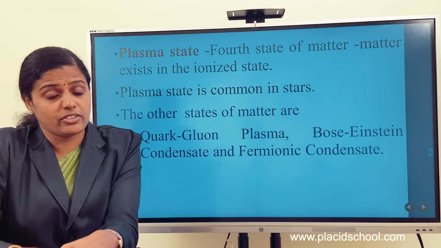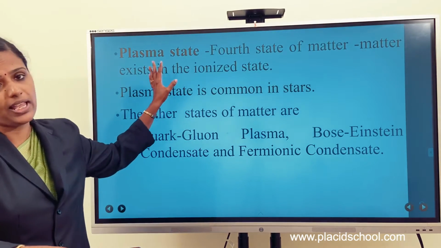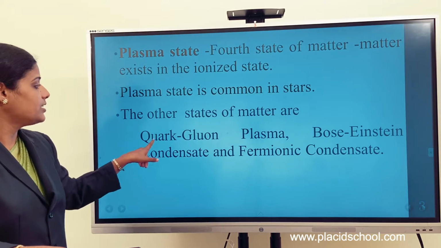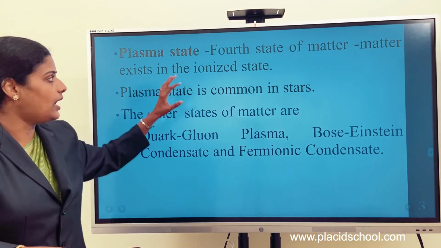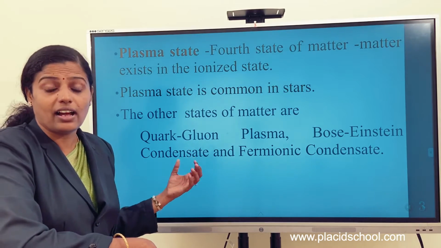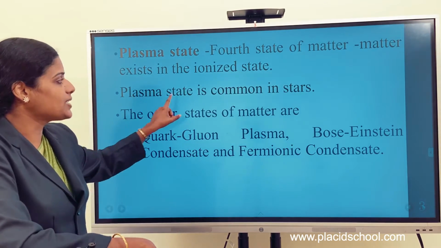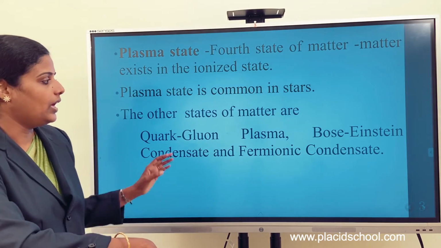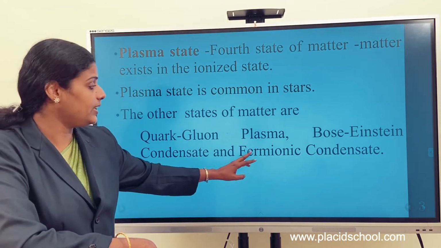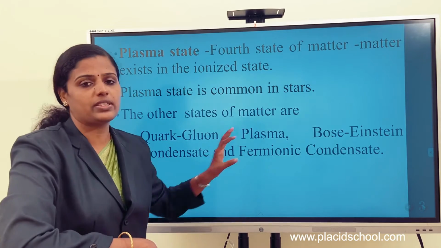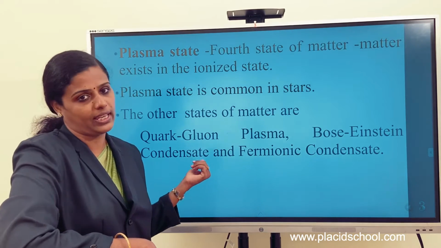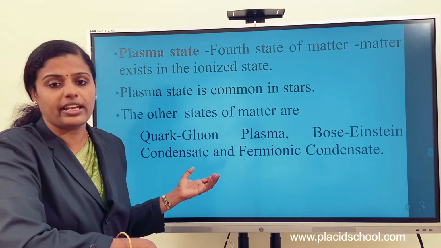Then some other states of matter are there. One is the plasma state, which is the ionized state, and another is the quark-gluon plasma, which is a state at very high temperature. The plasma state is common in stars also. Then there is the Bose-Einstein condensate, and the fermionic condensate. These two states are present only at a very low temperature, below 1 K. This is about the different states of matter.